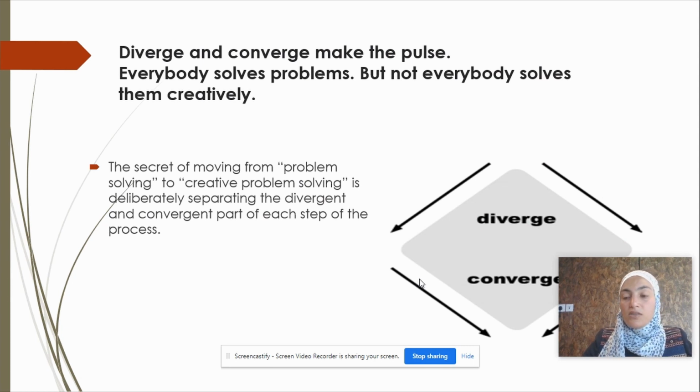But first, we need to know the connection between divergent and convergent thinking and creative problem solving. Actually, diverge and converge make the plus for solving problems. Everybody solves problems, but not everybody solves them creatively. And the secret of moving from problem solving to creative problem solving is to use the divergent and convergent parts in each of the problem solving steps. So here the secret is using diverge and converge thinking.